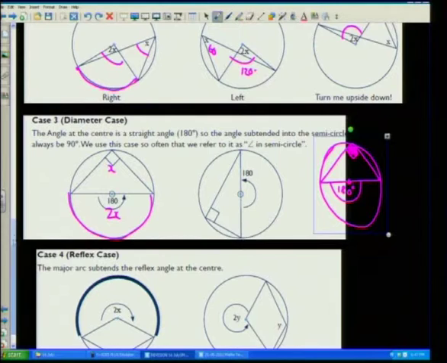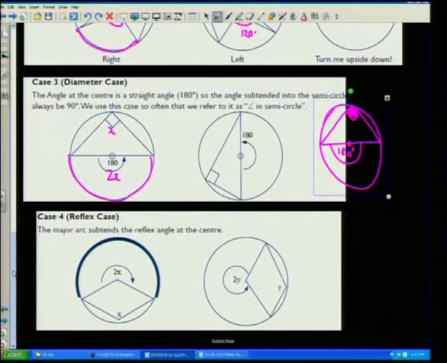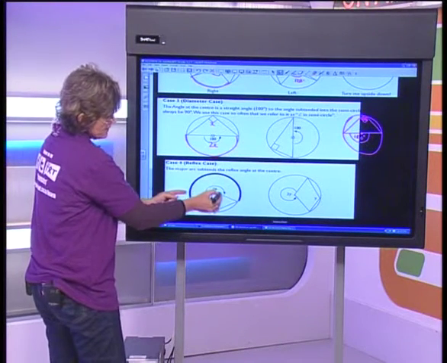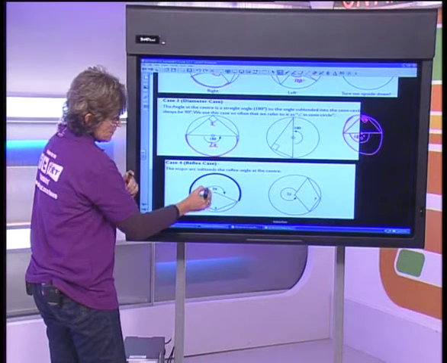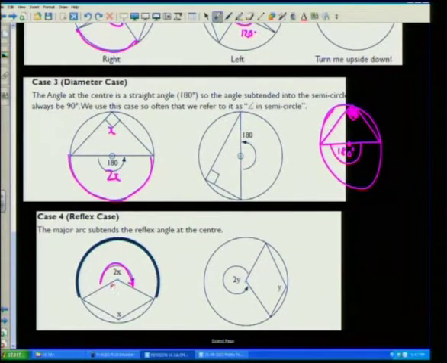Now, the last one, the fourth case, which is quite difficult to see, is if I've got the major arc doing the subtending. Then this reflex angle here, which is 2y, would be double this angle up here. This reflex angle is going to be double that one down at the bottom. So if that's 2y, let's say this is 240, then this one here would automatically be 120. And how do we substantiate it? We always just say: angle at center twice angle at circumference.